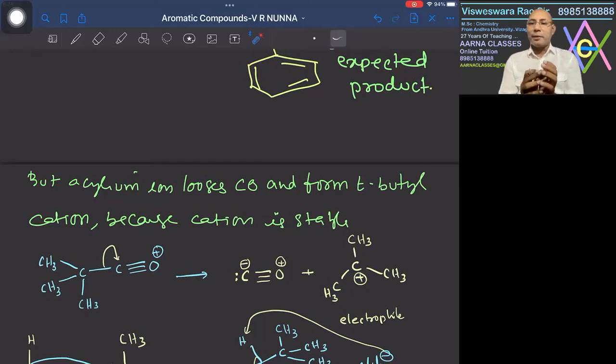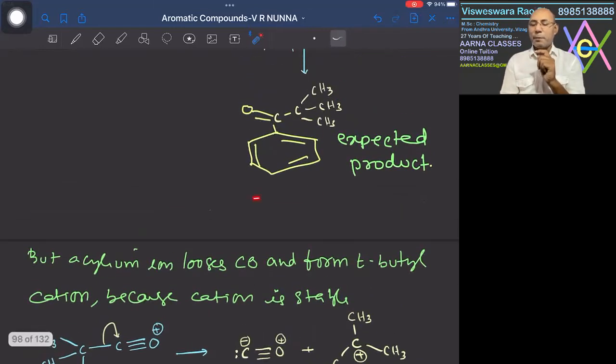Once again, the first possibility is that the acyl carbocation directly attacks the benzene ring. The second possibility is that the acyl carbocation undergoes decomposition, giving tertiary butyl carbocation. Out of these two possibilities, the second possibility is faster than the first. That's why you don't get what you expected to get. So you will get a different product. Definitely, this becomes a favorite question for the paper setter.